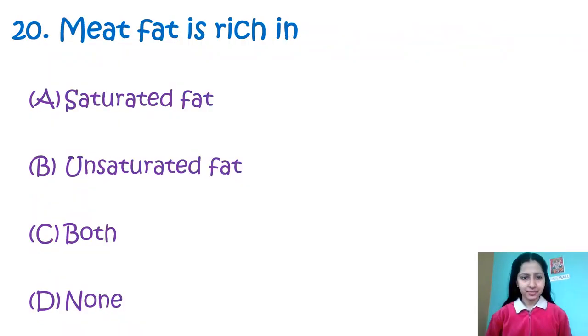Next question. Question number 20. Meat fat is rich in saturated fat, unsaturated fat, both and none. So meat fats are actually rich in saturated fats and monounsaturated fats, but maximum they are present in saturated form. So saturated fatty acids are mainly present. So option number A, that is saturated fat, will be the correct answer.